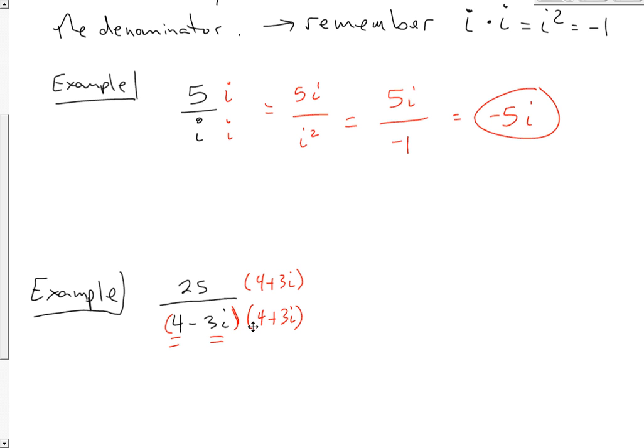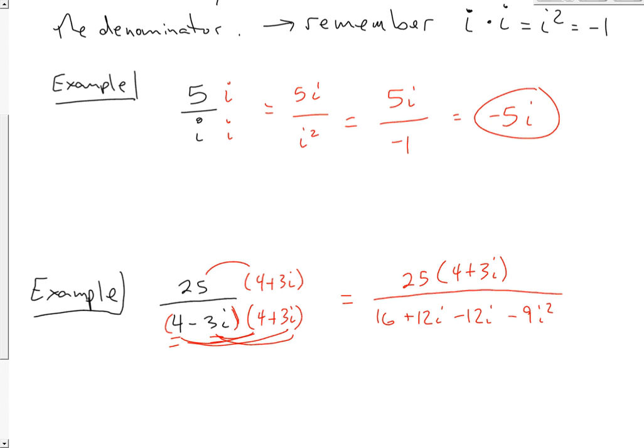When we do the FOIL process, you would get 4 times 4, which is 16, 4 times 3i, which is plus 12i, negative 3i times 4, which is negative 12i, and negative 3i times positive 3i is negative 9i squared. In the numerator, we would get 25 times 4. Actually, I'm going to leave it separate for now because there's a possibility that we might be able to simplify here. So I'm going to leave it separate.